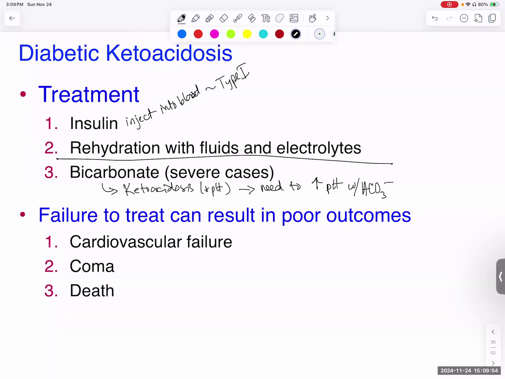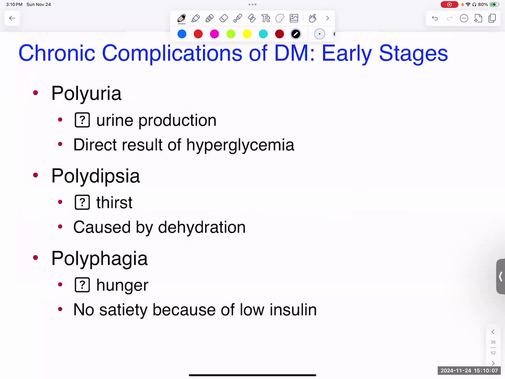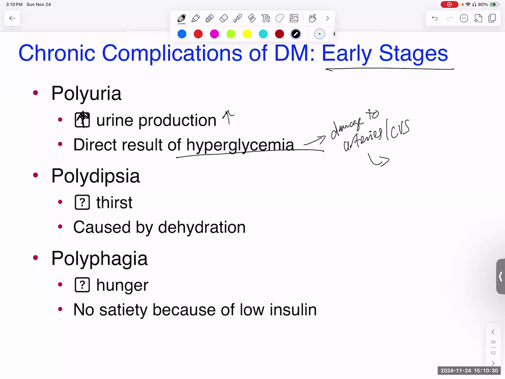some kind of bicarbonate. If these things aren't done with regularity, the heart can start having issues. Like I said, you can have a diabetic coma or death. It doesn't sound very good. Chronic complications. If it's the early stages, you just have an increase in urine production and hyperglycemia. Hyperglycemia comes with a whole host of damage to arteries, cardiovascular system, and we'll talk about this in the blood glucose lab.